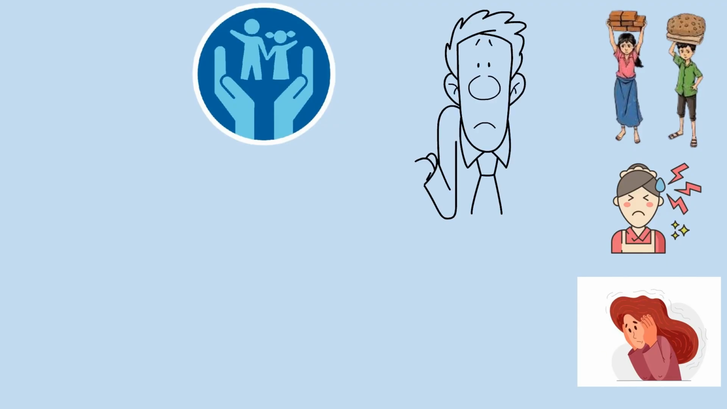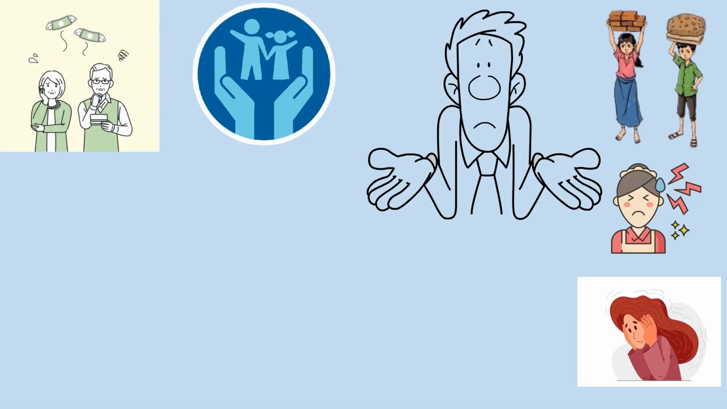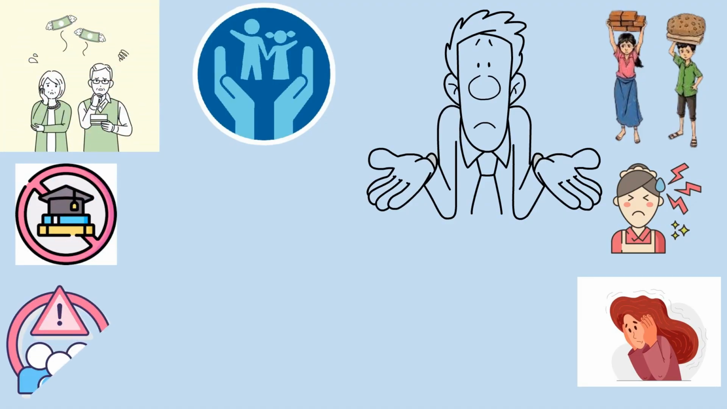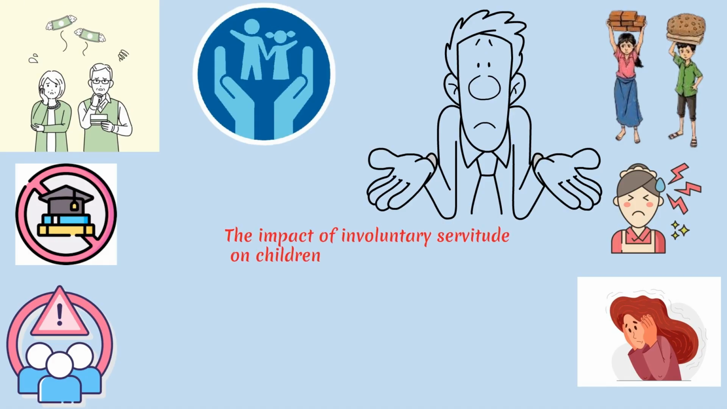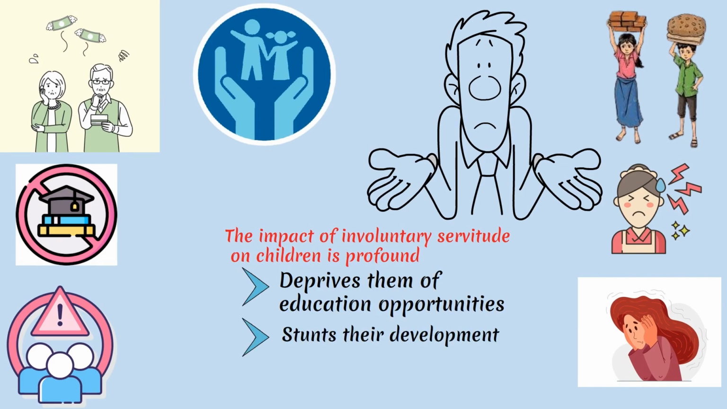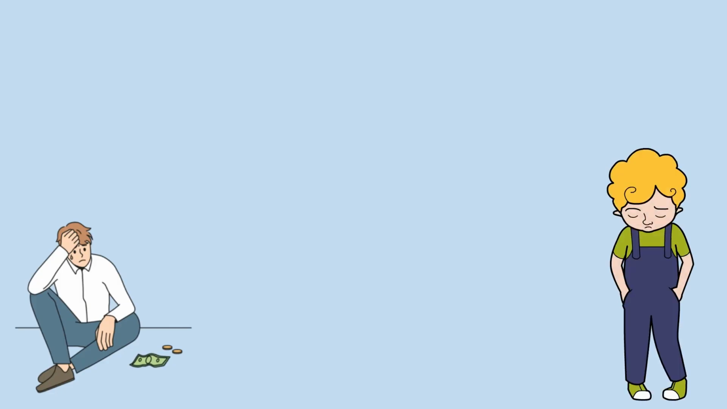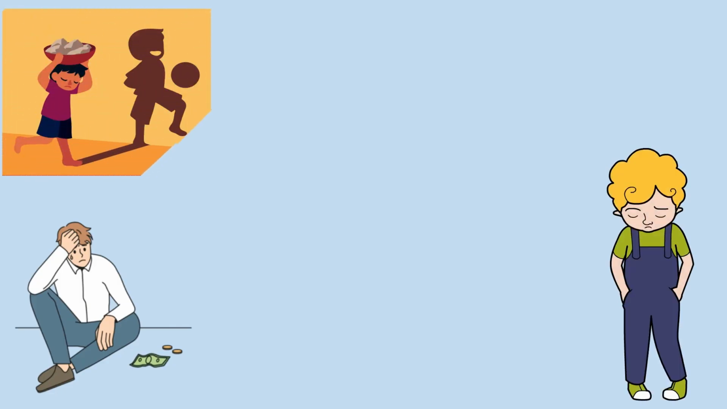In many cases, children are coerced or deceived into these situations by individuals or systems exploiting their family's economic hardship, lack of education, or social vulnerability. The impact of involuntary servitude on children is profound. It deprives them of education opportunities, stunts their development, and leaves long-lasting emotional and physical scars. Moreover, these conditions perpetuate cycles of poverty and marginalization, limiting the child's ability to escape their circumstances in adulthood.